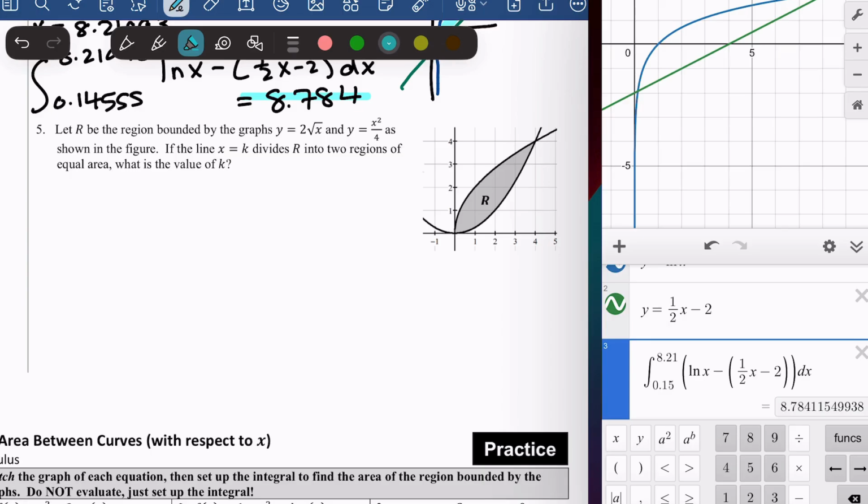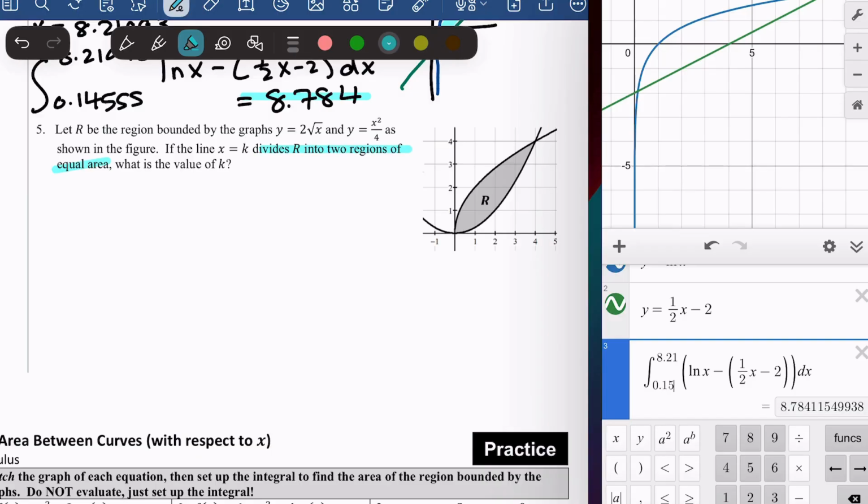Okay, number 5 says, let R be the region bounded by the graphs y is equal to 2 square roots of x and y is equal to x squared over 4 as shown in the figure. If the line x is equal to k divides R into 2 regions of equal areas. That's important there. Go ahead and highlight that. What is the value of k? Okay, so we want to divide this into an equal area.